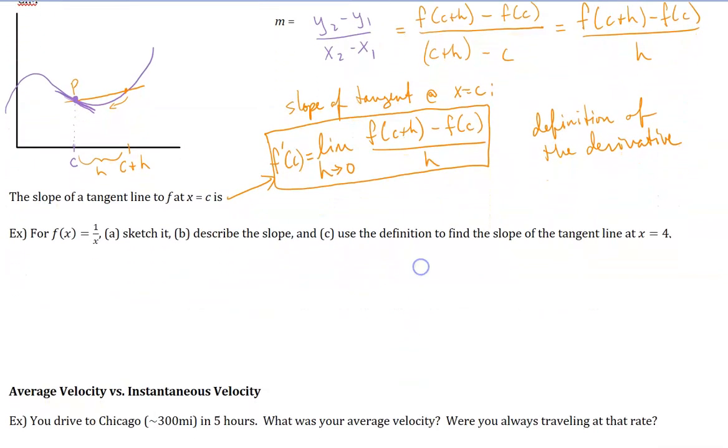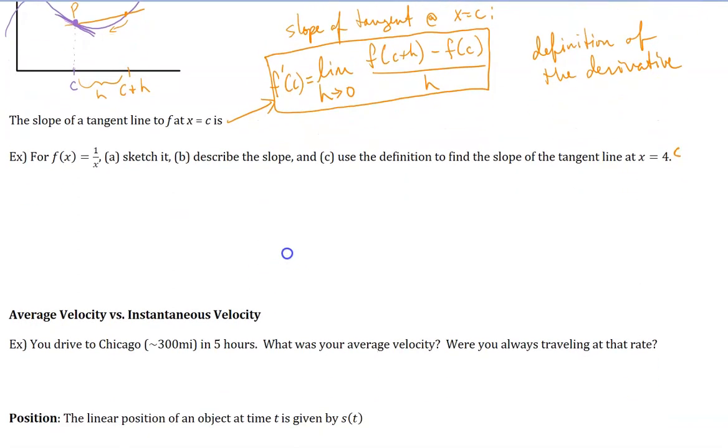For this first one, we have f of x equals 1 over x. First, we're going to sketch it just because it's nice to look at things visually, and we should know what that looks like. Then we're going to verbally describe what the slope is doing, and then use the definition to find the slope of the tangent line at x equals 4. So this will be our c value, and we will use this definition. Pause and sketch 1 over x.